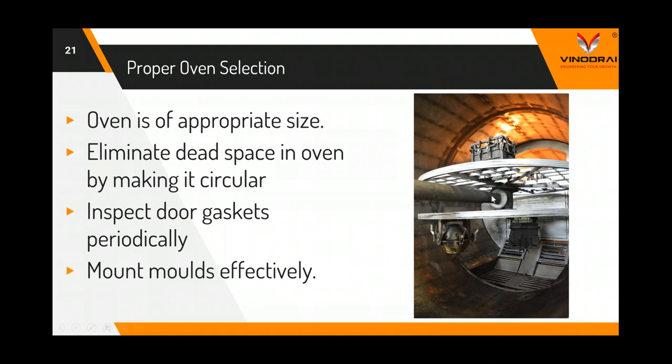Mounting the mold effectively. Like you can see in this image, this mold and this mold, when it would be rotating in minor, would come directly in front of the blower. Similarly, when this mold would come down after the major rotation, it would also get a good amount of time in front of the blower. So if you mount your molds strategically so that they get a good amount of time in front of the blower, then you are heating your mold directly.